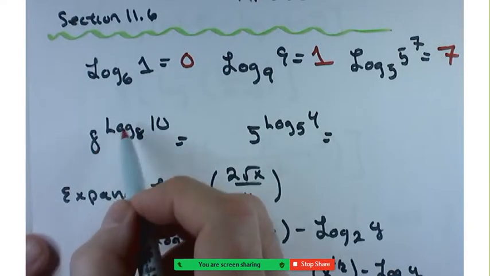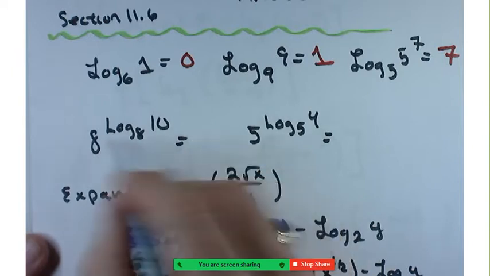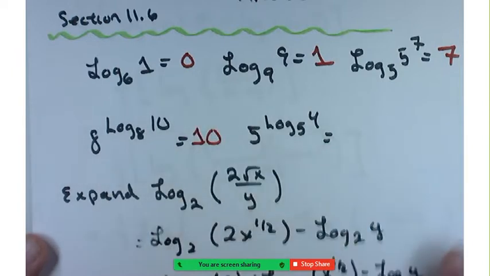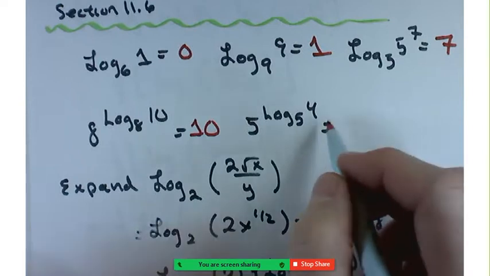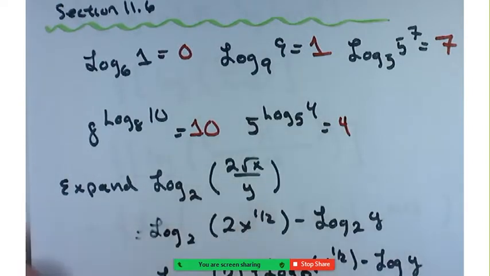Or 8 to the log base 8 of 10. Same kind of thing here, right? Those are going to cancel each other out, so that gives you a 10. What am I going to get here for this last one? 4. Nice.